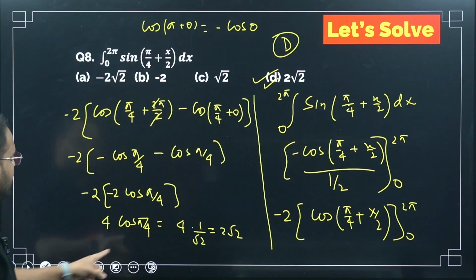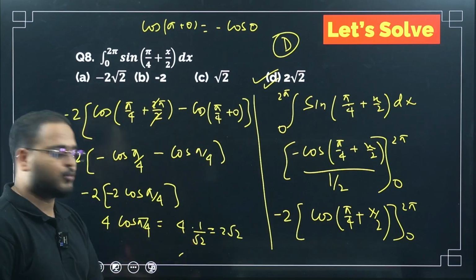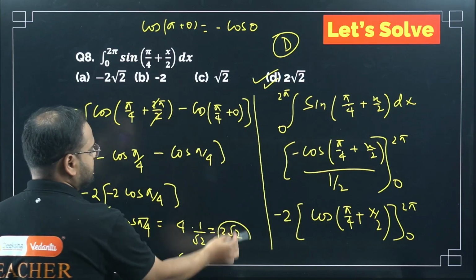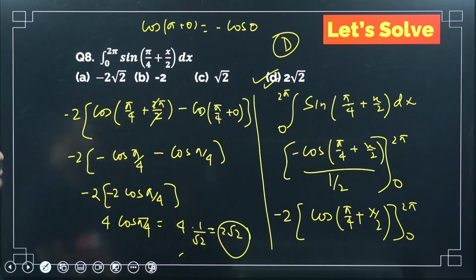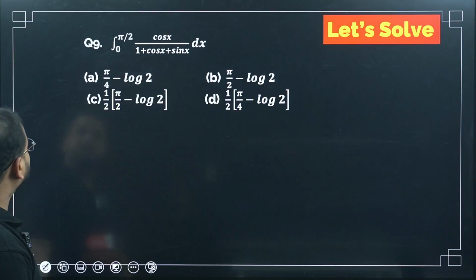Very, very simple, right? 4 by 2 root 2 is what? 2 root 2. Answer is this. Have a look. Okay. Moving on. Question number 9, sir.